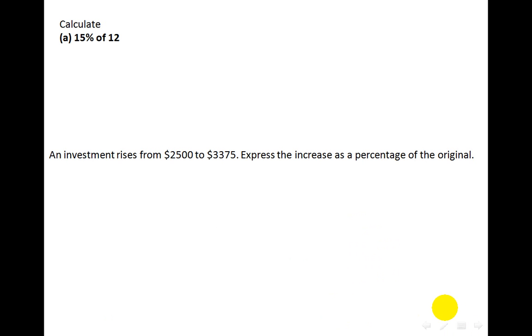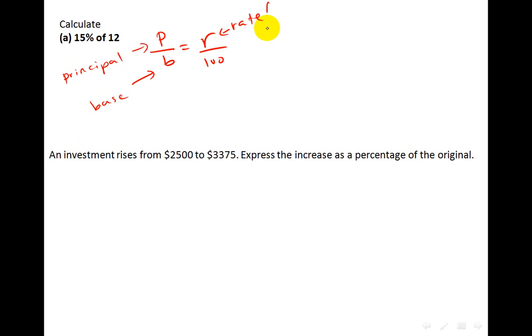You want to calculate 15% of 12. So how can you calculate 15% of 12? For example, I always give my students an equation which is saying P over B equals R over 100. In most of the easy or the simple types of percentage calculations, you can use it. P is standing for the principal, and B is for the base, and R is for the rate.